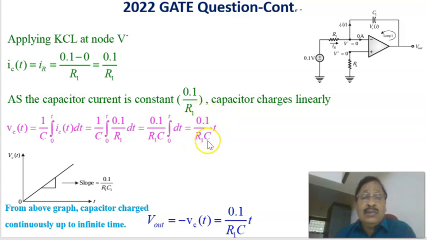Here 0.1 divided by R1C is a constant, multiplied by T. This is a straight line equation in which 0.1 divided by R1C represents the slope of the straight line. Therefore, if we draw the voltage across the capacitor with respect to time, as per this equation it is a straight line with slope 0.1 divided by R1C. This is the variation of the capacitor voltage with respect to time.